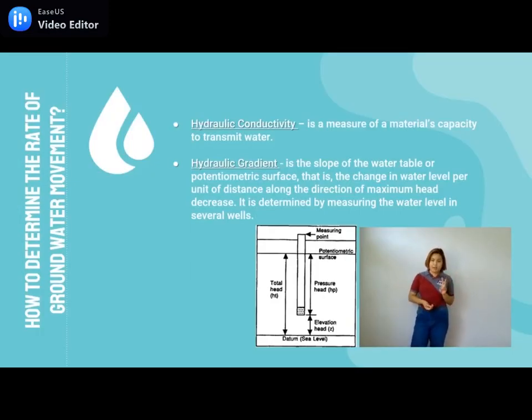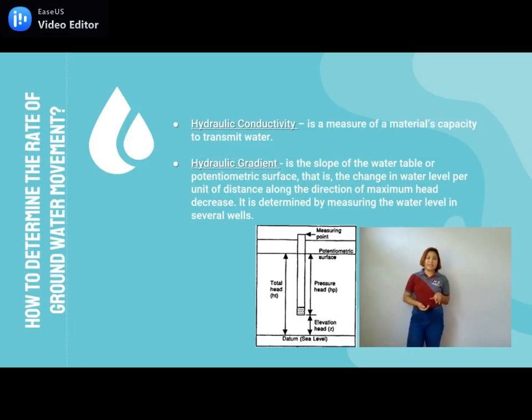There are two types. There is the hydraulic conductivity, which is a measure of a material's capacity to transmit water. It is defined as a constant of proportionality relating to the specific discharge of a porous medium under a unit of hydraulic gradient in Darcy's law, in which Darcy's law is V = -K × I, where V is specific discharge, K is the hydraulic conductivity, and I is the hydraulic gradient.